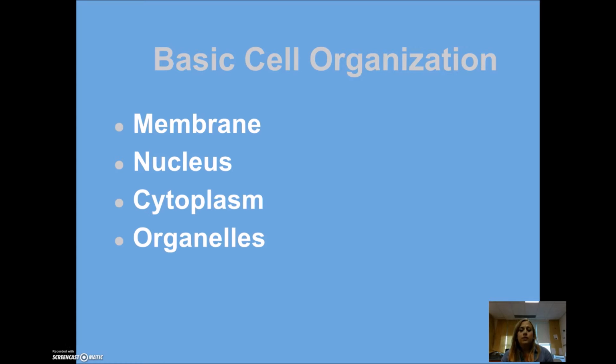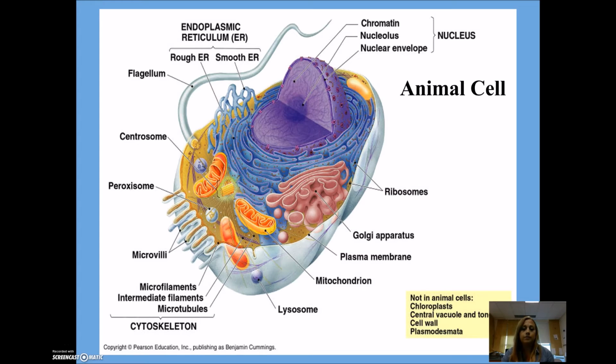When we talk about the basic cellular organization, we're going to focus on the membrane, the nucleus, the cytoplasm, and the organelles. Because we are made entirely of cells, we have lots of different types of cells that have very specialized functions. In order for those cells to work the way they're supposed to, they have different parts that give them different characteristics depending on what kind of cell you're looking at.